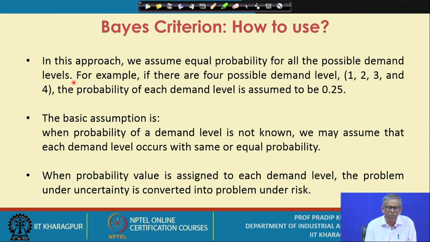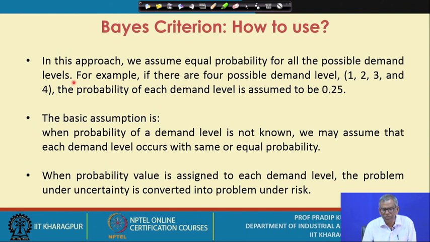Now here we are saying that if the probability against a particular demand level is not known, why don't you assume the same probability for all possible demand levels. So that is the basic assumption. Now these assumptions may be questioned in many cases, but there is a logic behind assuming equal probability for each demand level. So we will go by this logic. And what is this logic?